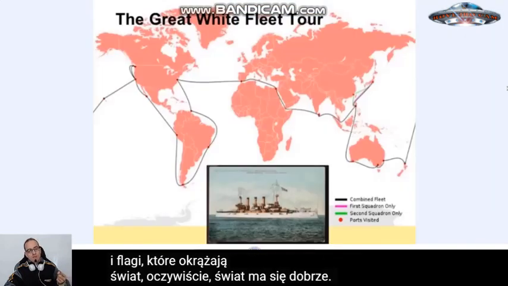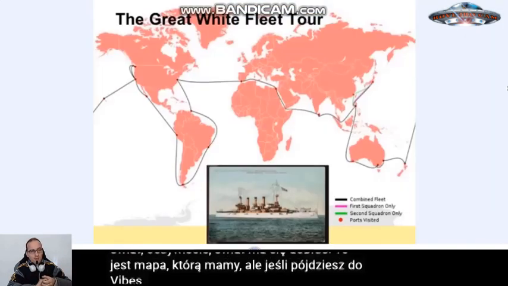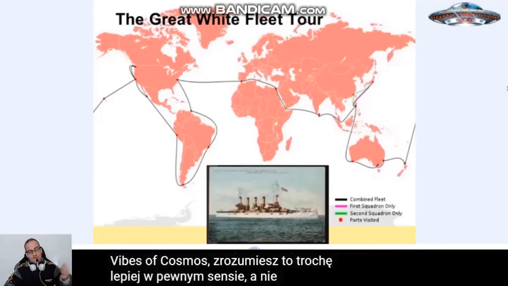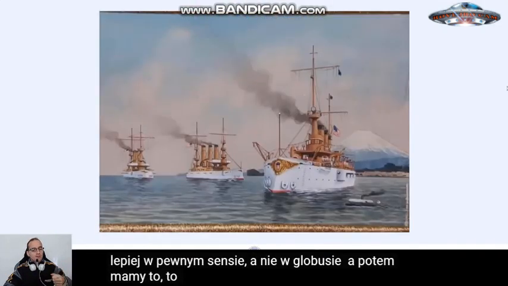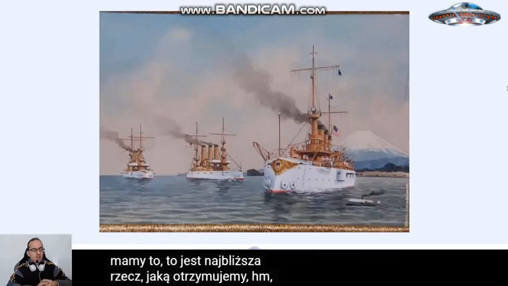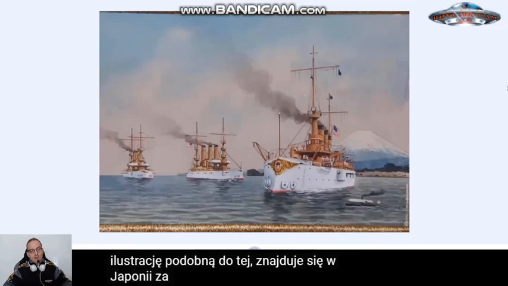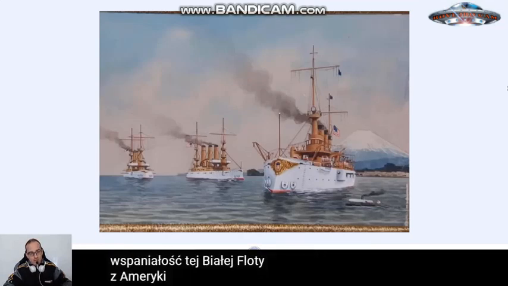Of course, this is the map we have, but if you go to Vibes of Cosmos, you understand a bit better in a way. So not a globe. And then we have this. This is the closest thing we get in terms of an illustration. This is in Japan, with Mount Fuji behind, to understand the magnificence of this white fleet from America, from the United States.